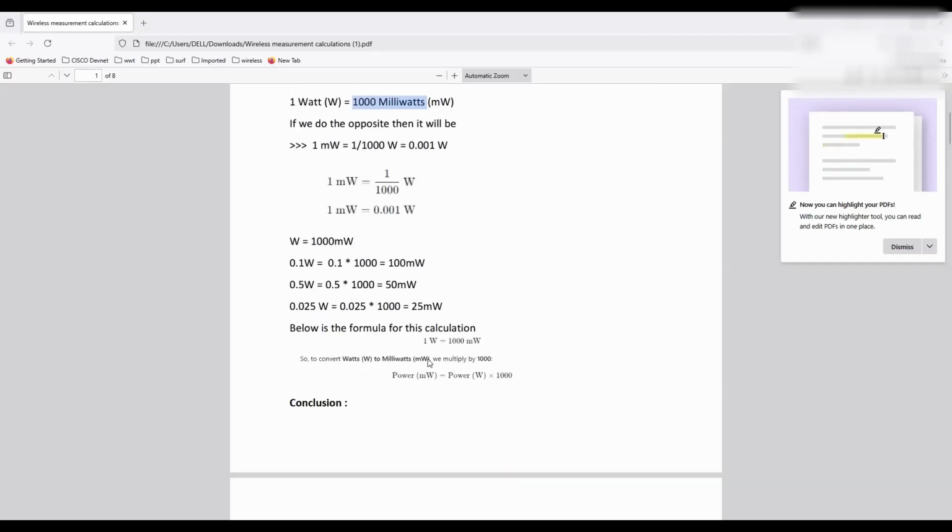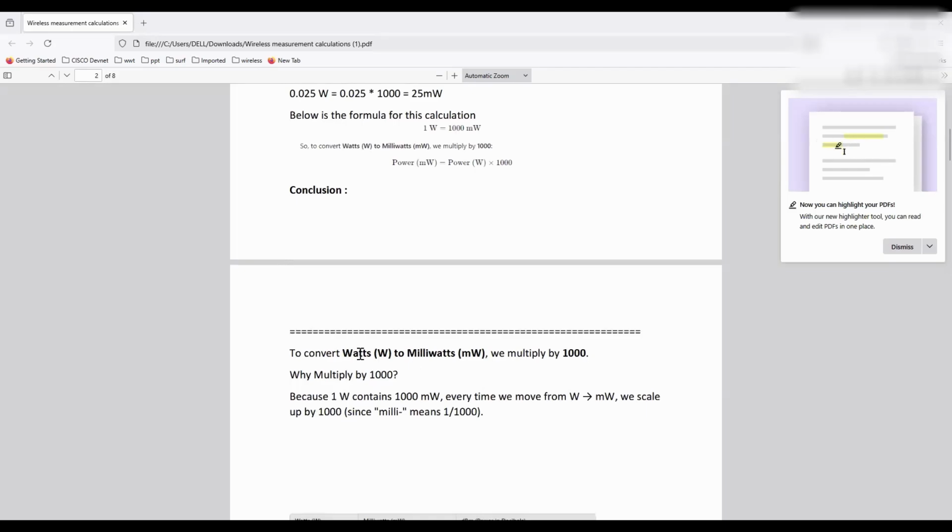And this is the equation that we are going to use: power in milliwatts. What is the power in milliwatts? That is 1 milliwatt. Power in watts, you can say, 1 watt is equal to 1000 milliwatts. So this is how you arrive at this equation. So conclusion: to convert watts to milliwatts, we multiply by 1000. Why multiply by 1000? Because 1 watt contains 1000 milliwatts. Every time we move from watt to milliwatt, we scale up 1000 times, since milli means 1 by 1000. Okay, I hope this concept is clear.